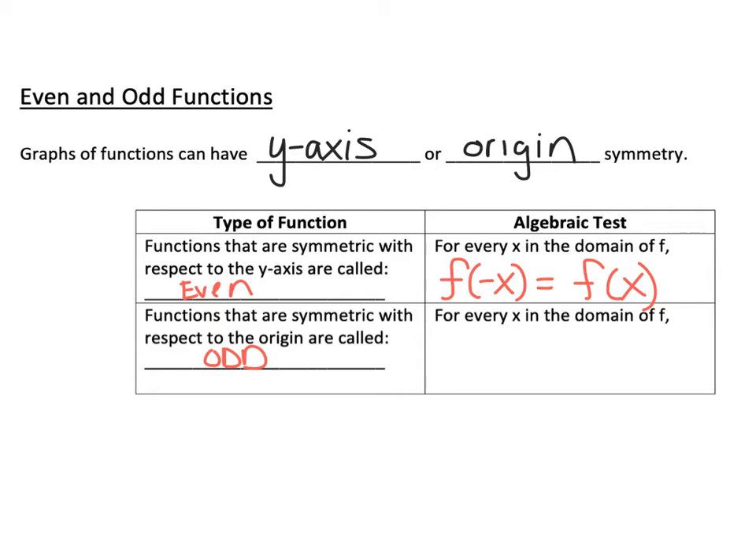Now, if it's an odd function, what do we do? Well, we replace again x with negative x, but what we end up with is the exact opposite of our original function. So if we had all addition signs in our original function, we're going to have all negative signs in our new function.